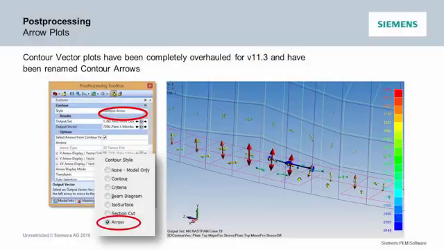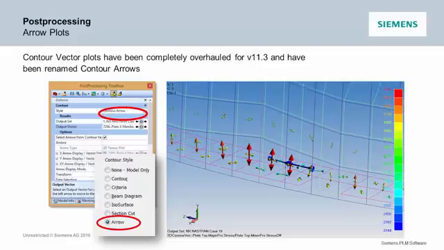Post-processing. We did a complete overhaul of what we now call our arrow plots. They used to be called contour vector plots, which was kind of confusing because we had contour plots and we had data output vectors. They really didn't have anything to do with each other. We were making arrows, so we now call them arrow plots.